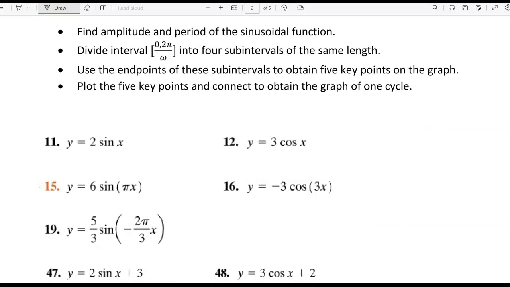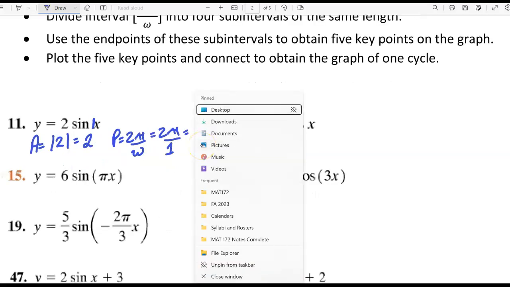So let's just analyze a few of these. Let's find period and let's find amplitude. So for number 11, amplitude is going to be the absolute value of A, which is the absolute value of 2, which is 2. Period is 2 pi divided by omega. Now, this one doesn't have x multiplied by something, right? So it's kind of understood to be a 1 there. So then our omega is 1, so 2 pi divided by 1 is just 2 pi.